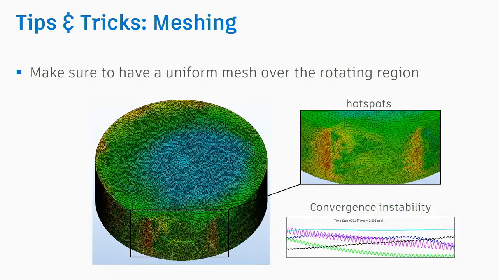While working on a model, I created the rotating region very close to the impeller. And the problem is I forgot to make it uniform. So I got pressure hotspots, high pressure gradient regions, just in the rotating region near the blades of the impeller. And the convergence of the simulation was very unstable. I wasn't able to get convergence at all. Everything was oscillating like crazy.